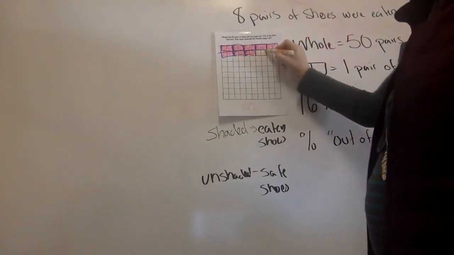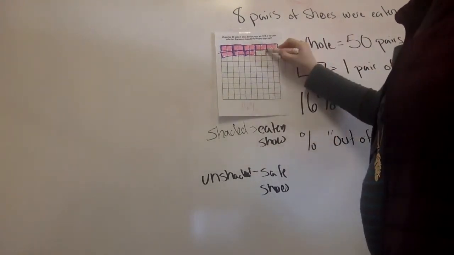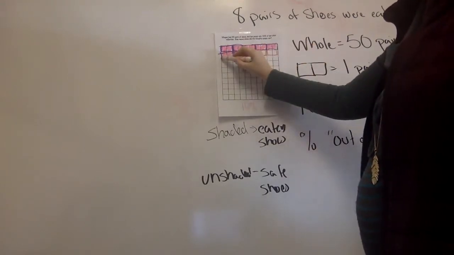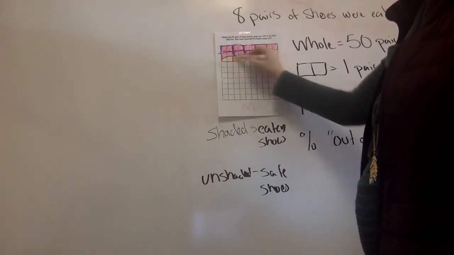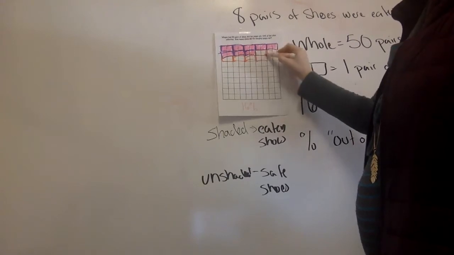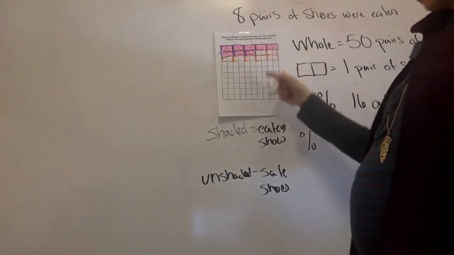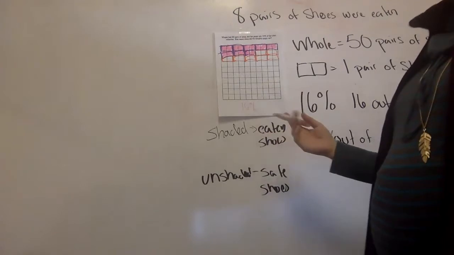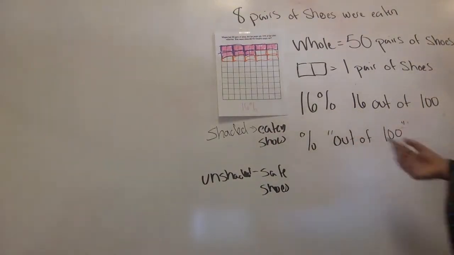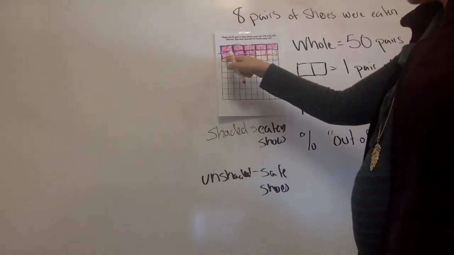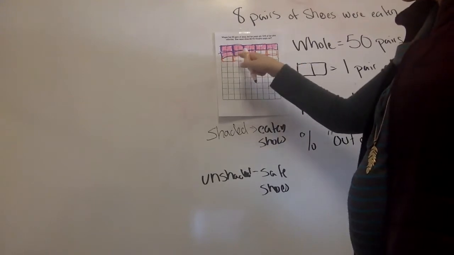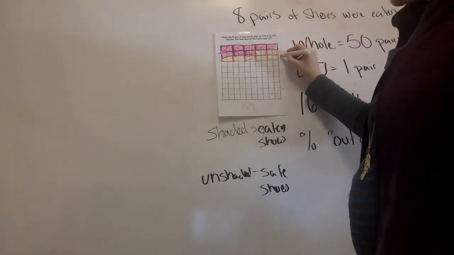So here's one pair of shoes that was not eaten, another pair, another pair, and more pairs. Now I could go through and box all of these, and depending on the level of my students, I might. Or I might take a shortcut and say, notice that when I have one whole row, I get 1, 2, 3, 4, 5 pairs of shoes.